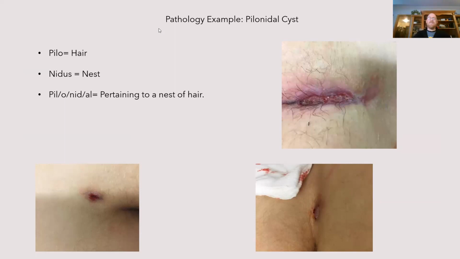Now, nidus is a root for nest. And really, when you see these pilonidal cysts, sorry if this is gross, by the way, but I thought this was a really cool pathology that would demonstrate these roots very well. These look like basically a giant lump around the sacrum or the buttock, right? And on one end of them, you will generally always see a tuft or a clump of hair, right? So you see a pilonidal, a hair nest cyst.